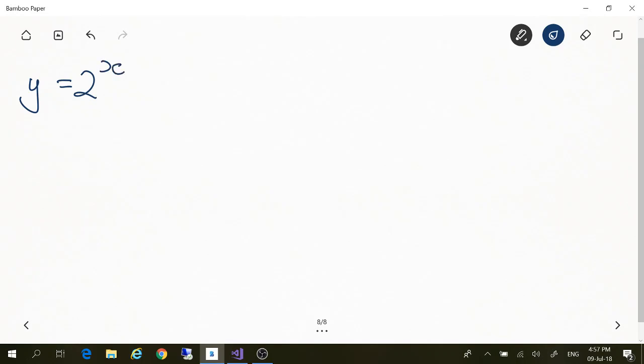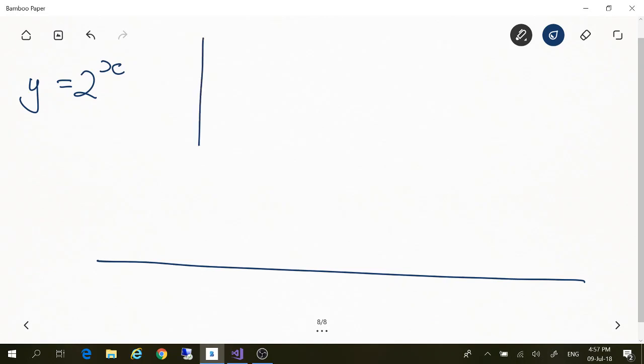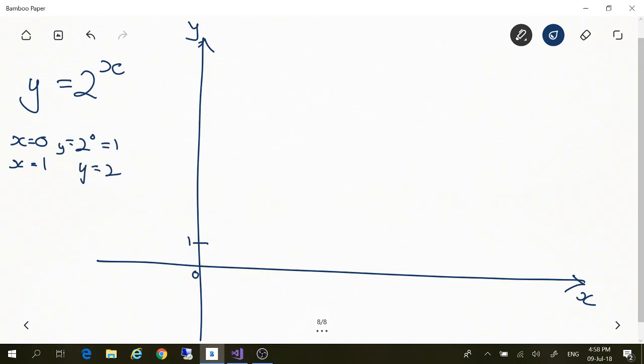So what happens here is, let's try to plot the graph nicely inside here. Okay, so when x equals 0, remember 2 to the power of 0 is 1, so y is 1. So this is 0, this is x, this is y. So when x is 0, y has the value of 1. Now when x equals 1, then y has the value of 2. Okay, when x equals 2, y has the value of 4. When x equals 3, y has the value of 2 to the power 3, which is 8.